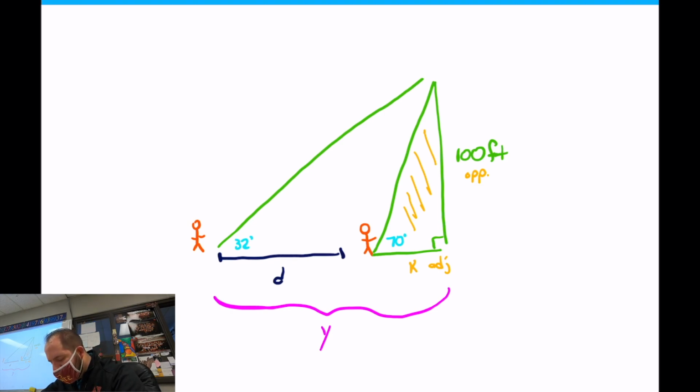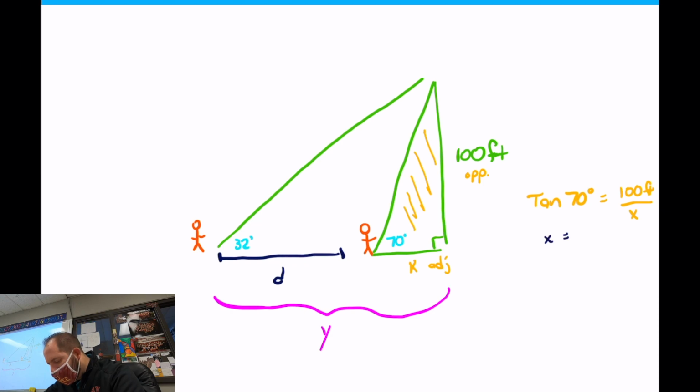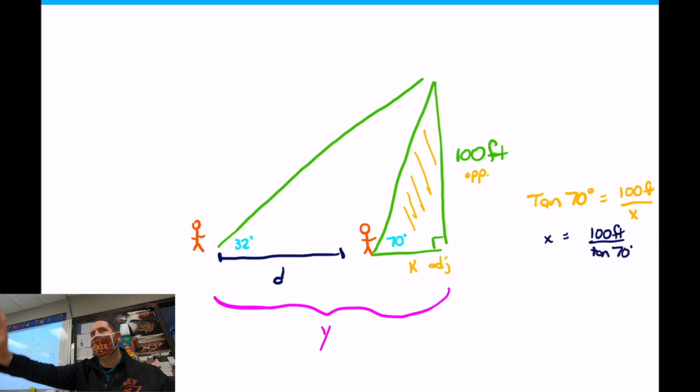But anyway, we're doing tangent of my 70 degrees is opposite over the adjacent. Since X is on the bottom, I'm going to multiply that across and switch it for the tangent of 70. So I'm going to divide by the tangent of 70. Does everyone make sense of that? Multiply the X over, divided by the tangent of 70. So if I type this on my calculator, 100 divided by tangent of 70. I'll show you what I'm typing on my calculator here.